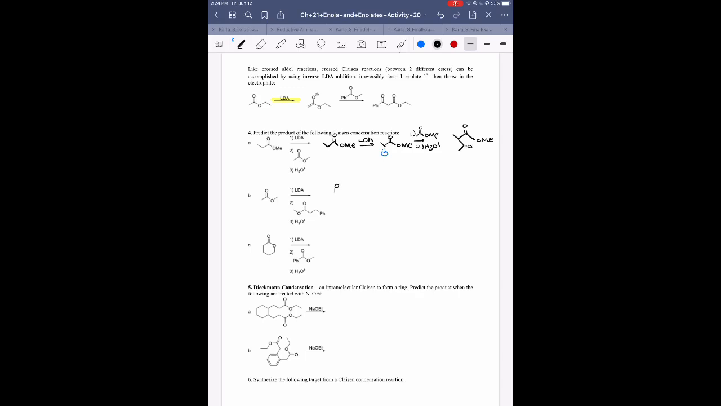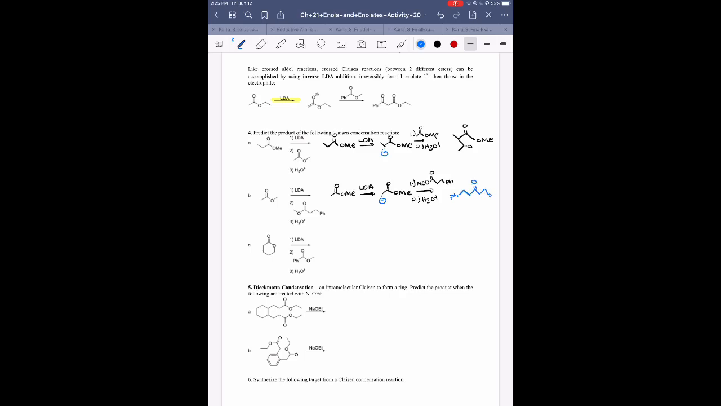Now we're going to do the same thing to the other side. So our first ester, we're going to react it with LDA. And remember that the alpha position of one of the protons is going to become our enolate. And then we're going to react it with our second ester with H3O plus. And this is going to be our final product.